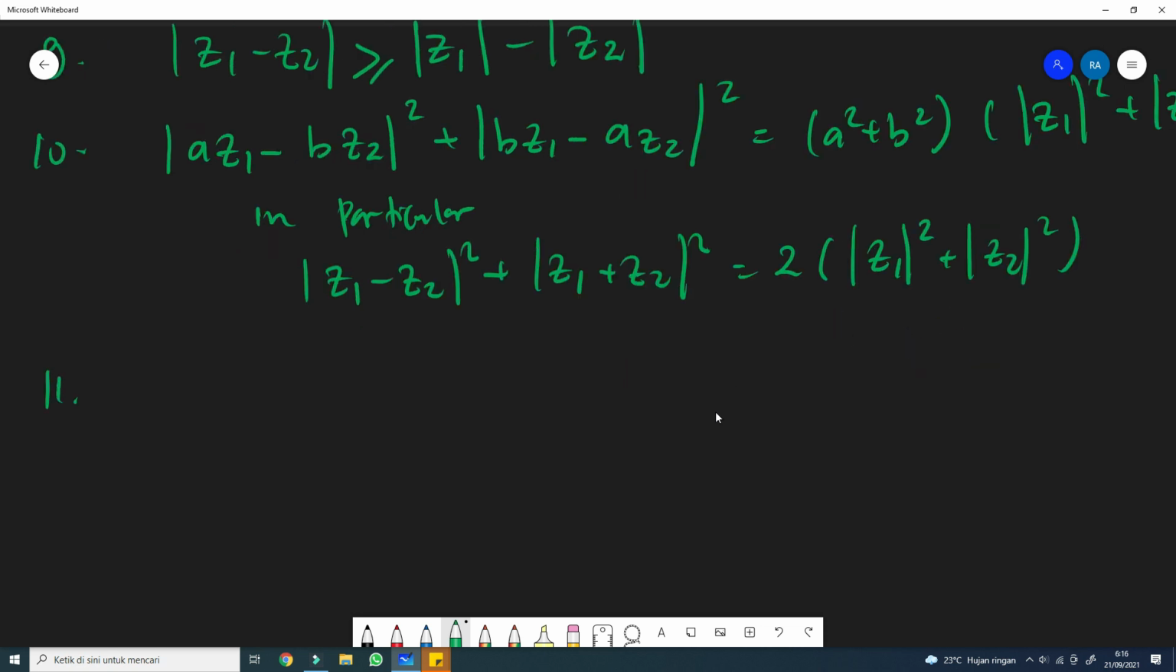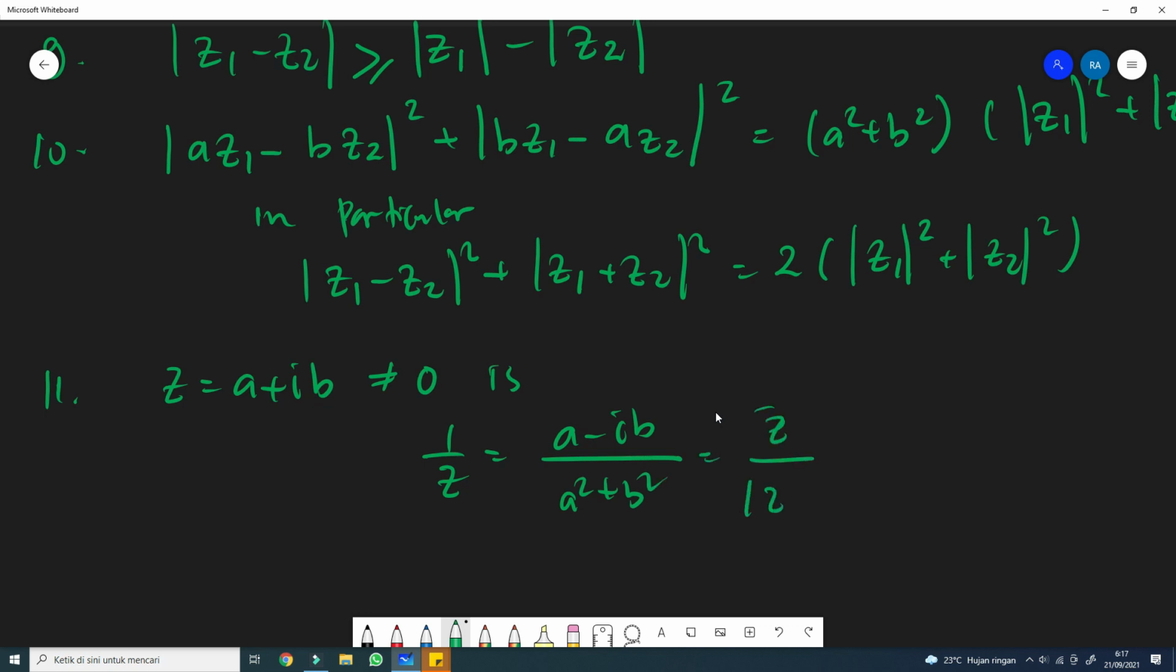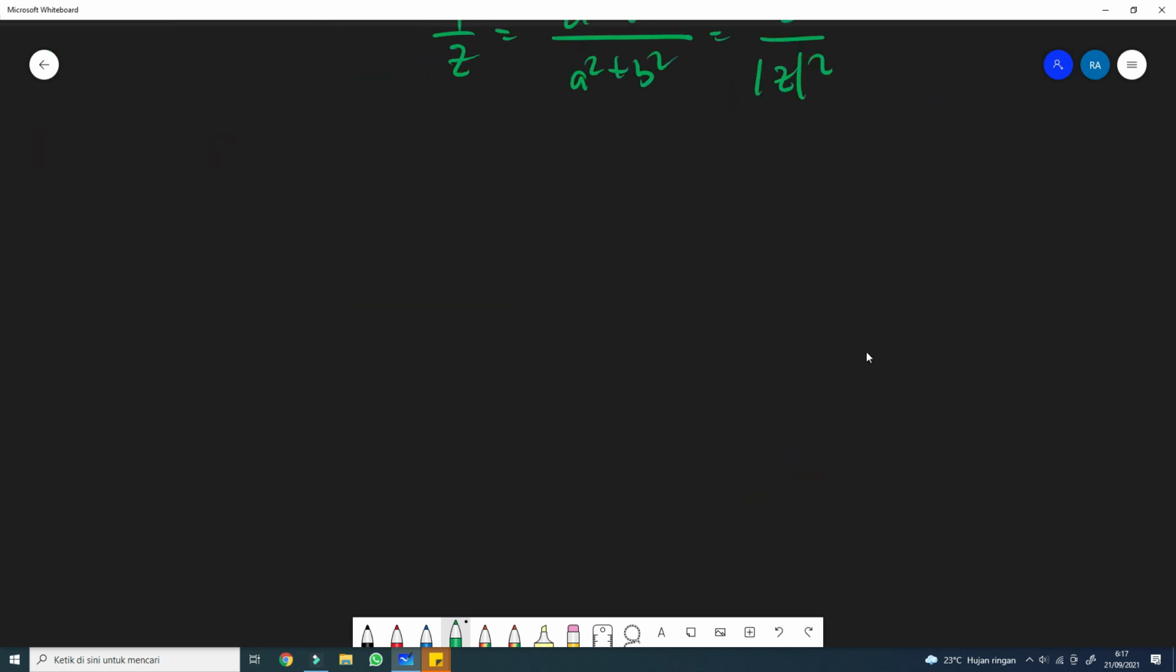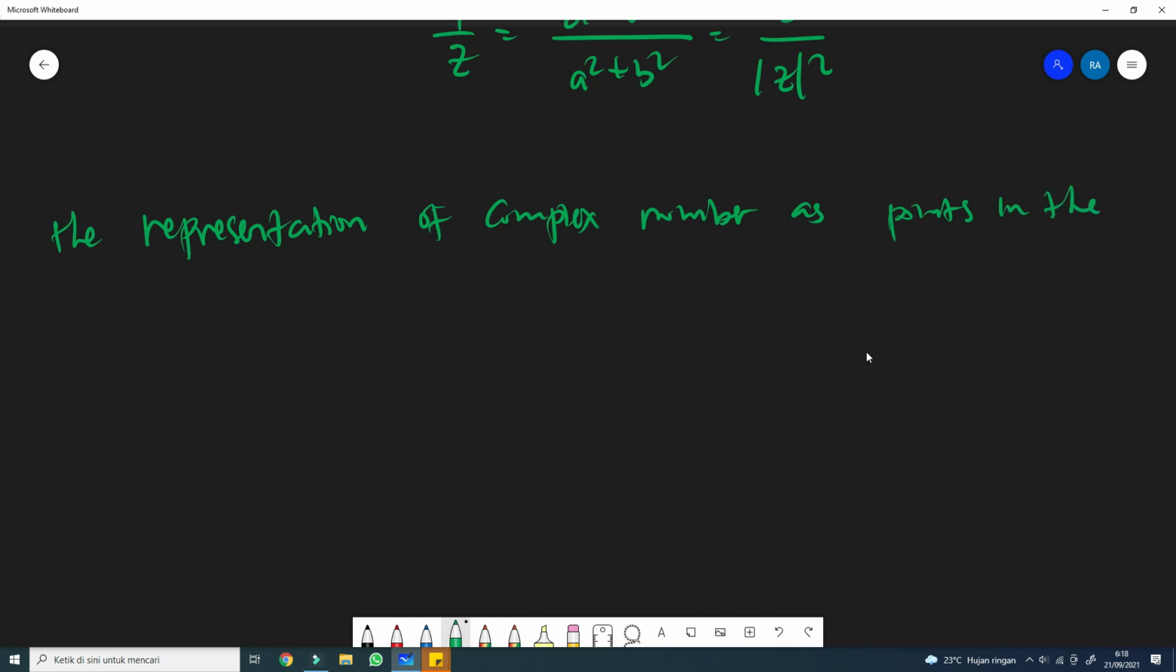Number 11, z equals a plus ib, where z is not equal to 0, then 1 over z equals (a minus ib) over (a square plus b square), which equals z bar over absolute z square. The representation of complex numbers as points in the plane is called the Argand diagram.